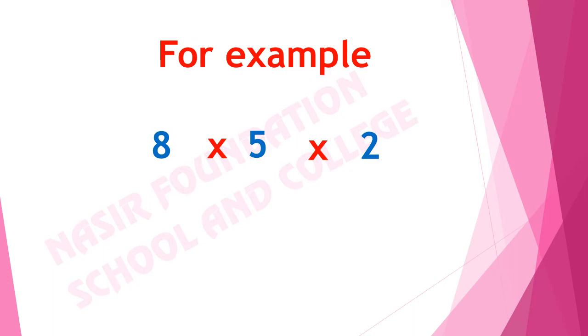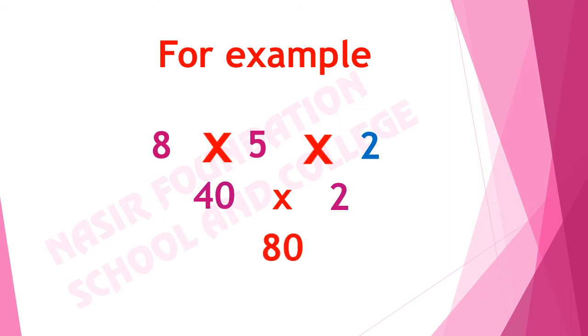Let's take another example. In this sentence, we have two same operations, and we start from the left. We will multiply 8 and 5. 8 into 5 we get 40. And we will multiply it with 2. 40 into 2 we get 80.